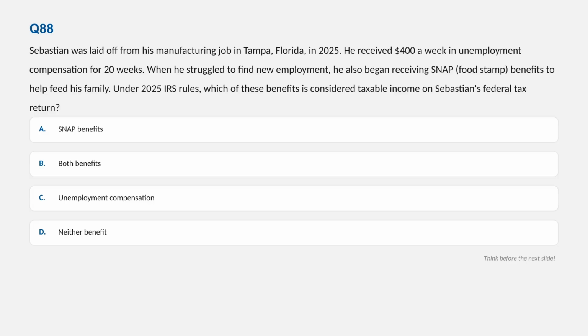Under 2025 IRS rules, which of these benefits is considered taxable income on Sebastian's federal tax return? A. SNAP benefits. B. Both benefits. C. Unemployment compensation. D. Neither benefit.